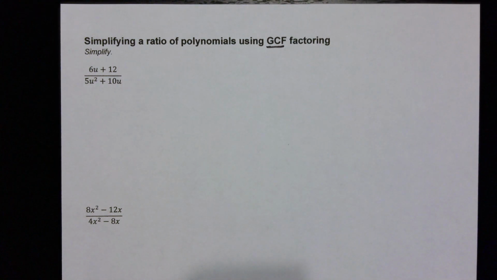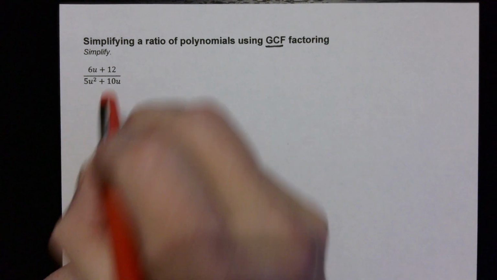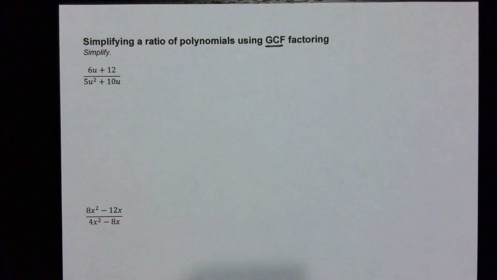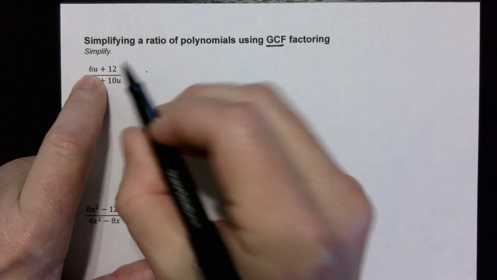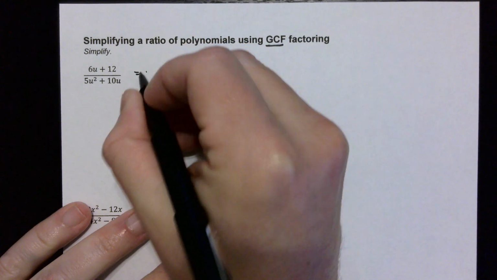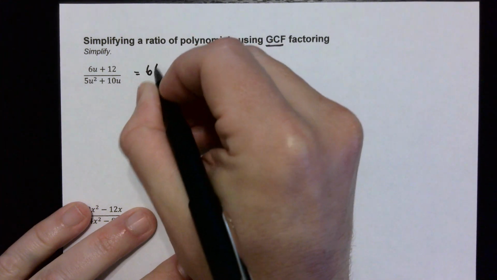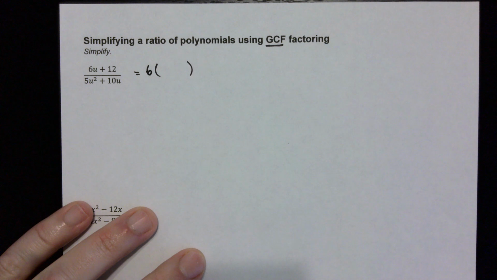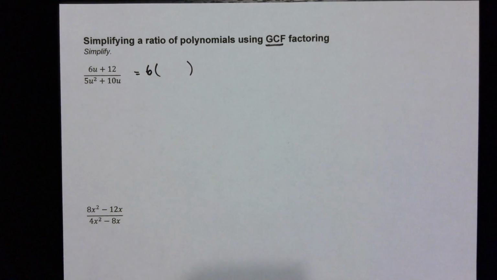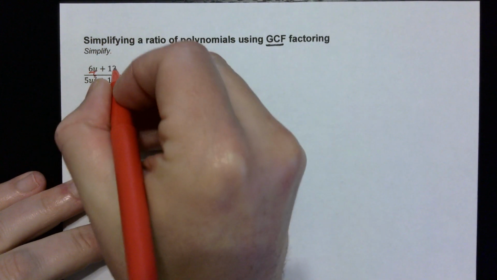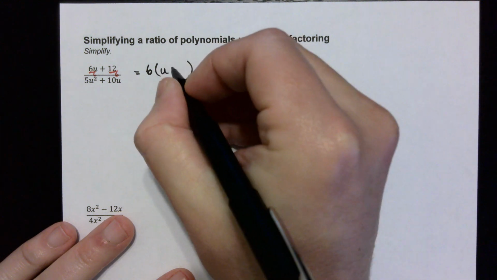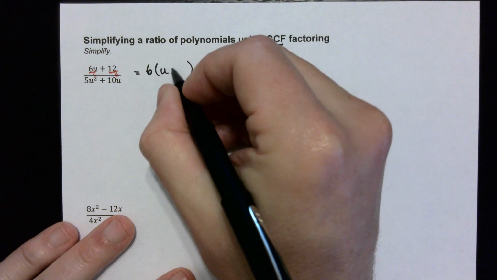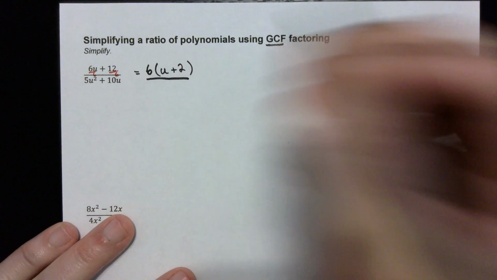Okay, so looking at the top, what number can we factor out of both the 6 and the 12? What number goes into both of those? The biggest number that goes into both is a 6. So we can factor out a 6, and recall that factoring means divide, right? So what I'm actually doing when I factor out is dividing that one by 6 and dividing that one by 6. The first one, 6u divided by 6, the 6's cancel, you're left with u. And the second one is 12 divided by 6, which is 2. So that's the top factored.